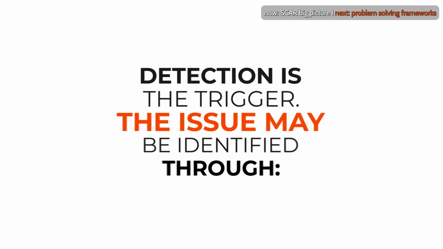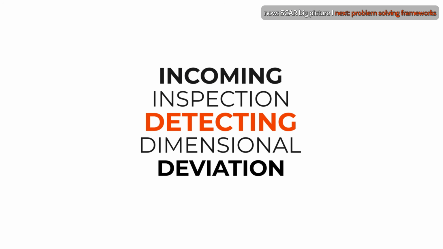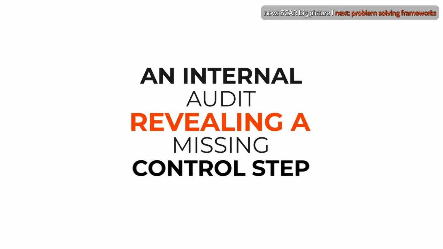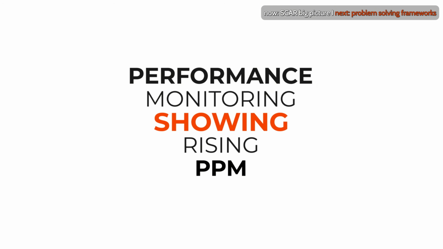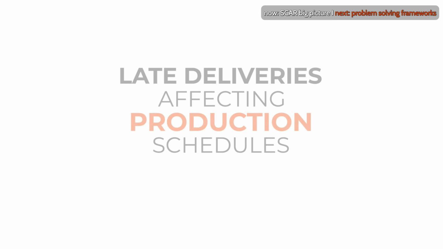Detection is the trigger. The issue may be identified through incoming inspection detecting dimensional deviation, a customer complaint about defective parts, an internal audit revealing a missing control step, performance monitoring showing rising PPM, or late deliveries affecting production schedules.